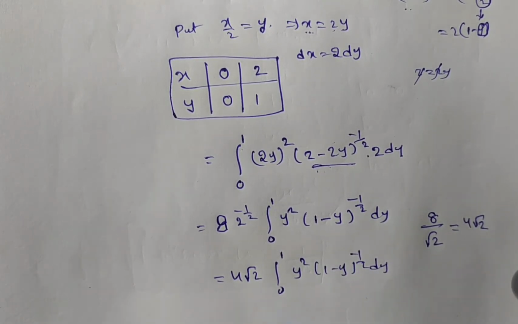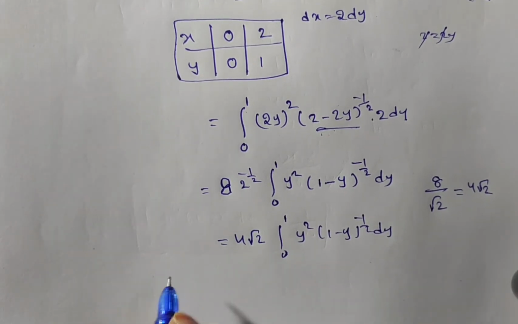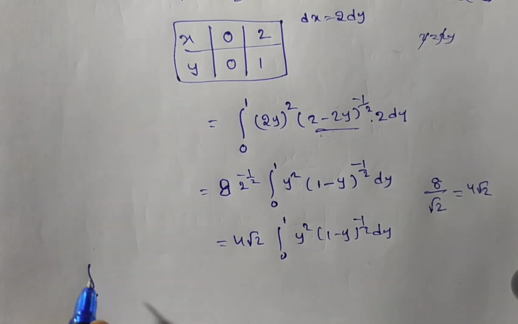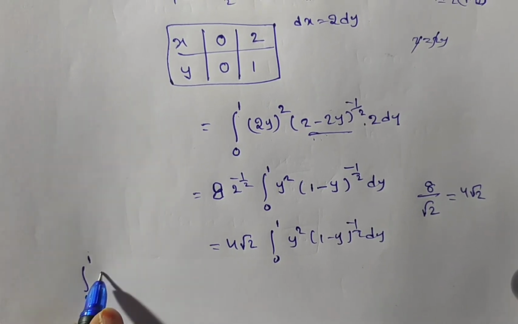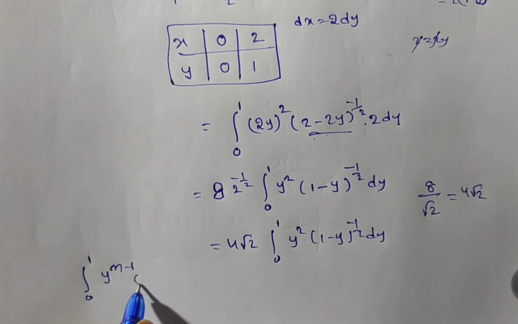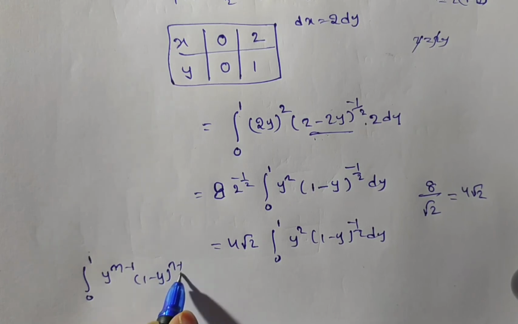Okay, now compare this with beta of m comma n. What is the beta of m comma n we have? We can compare like this. If you write it in terms of y, that is, the integral from 0 to 1 of y to the power of m minus 1 into (1 minus y) to the power of n minus 1 dy.